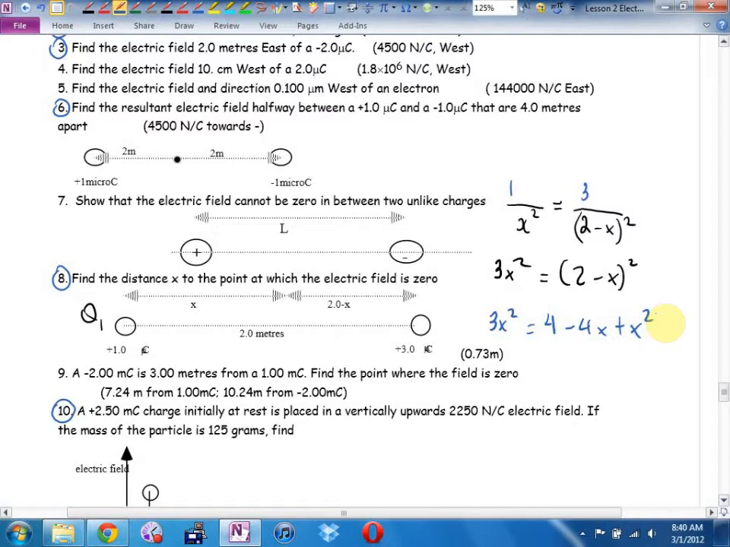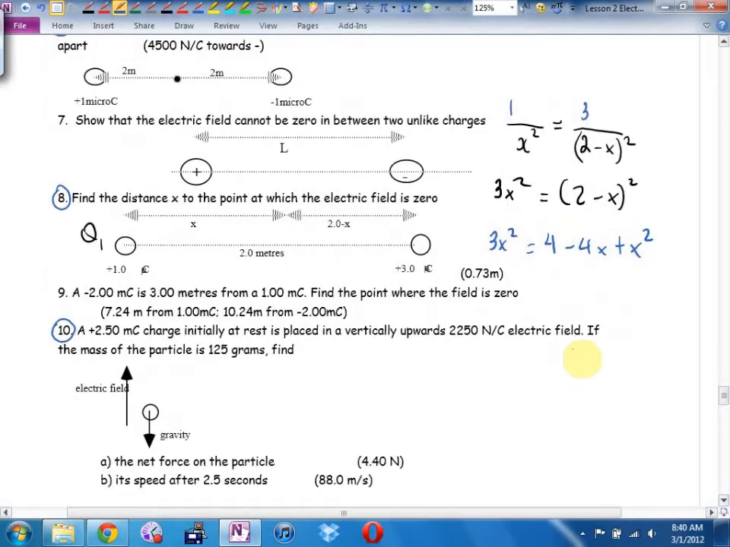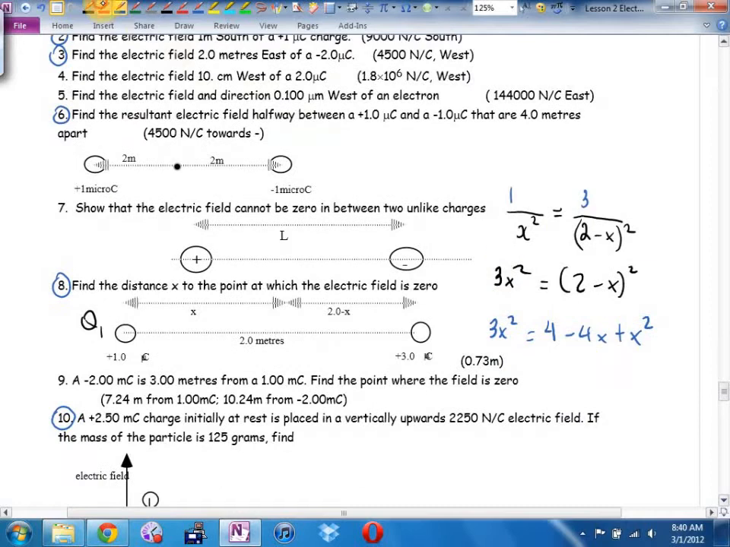Now what? It's a quadratic. Make it equal to 0, and then we're going to factor the quadratic. Now, Zay, although it would be easier to minus this to this side, I hate the quadratic term being negative, so I'm going to minus the x squared plus the 4x and minus the 4. So the equation that I'm going to end up with, I'm going to do it up here, is going to be 2x squared plus 4x minus 4 equals 0.